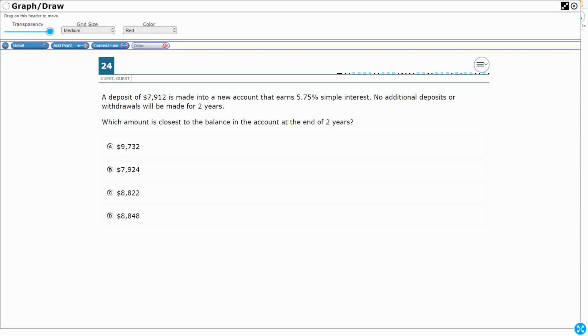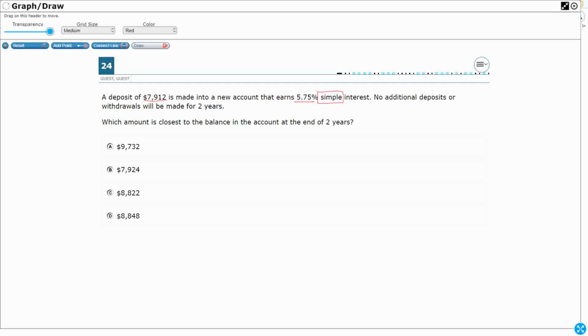All right, so we have a deposit of $7,912. We have an account and it's got simple interest, so that's going to be important for us. And it's 5.75%. No additional deposits or withdrawals. This is going to be important as well. And then, what is the closest to the balance at the end of 2 years? Okay, so we've got quite a bit of information here.